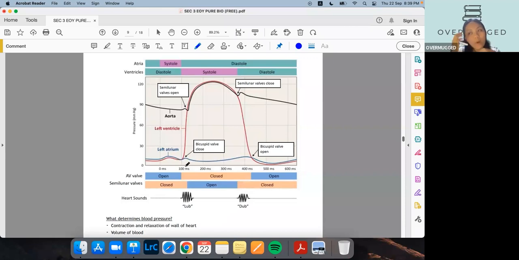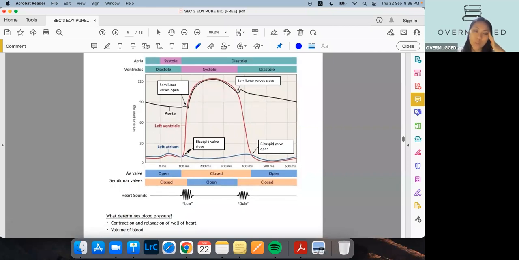Okay? So before we move on to this cardiac cycle, what determines the blood pressure? The y-axis is blood pressure. The x-axis is time. I care a lot about the y-axis and x-axis. I think they tell you a lot of things, right? Time we don't care about for the x-axis, but the y-axis is blood pressure. So what determines the blood pressure? What determines whether or not it goes up or it goes down? Something must decide the blood pressure, right?